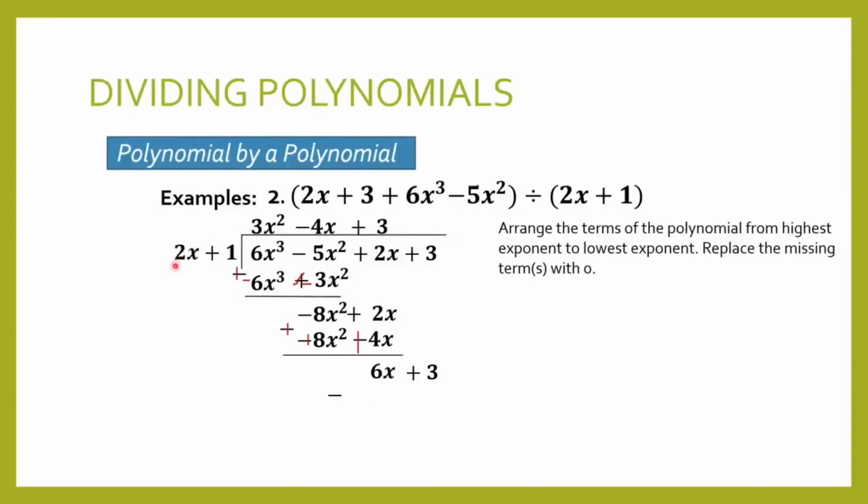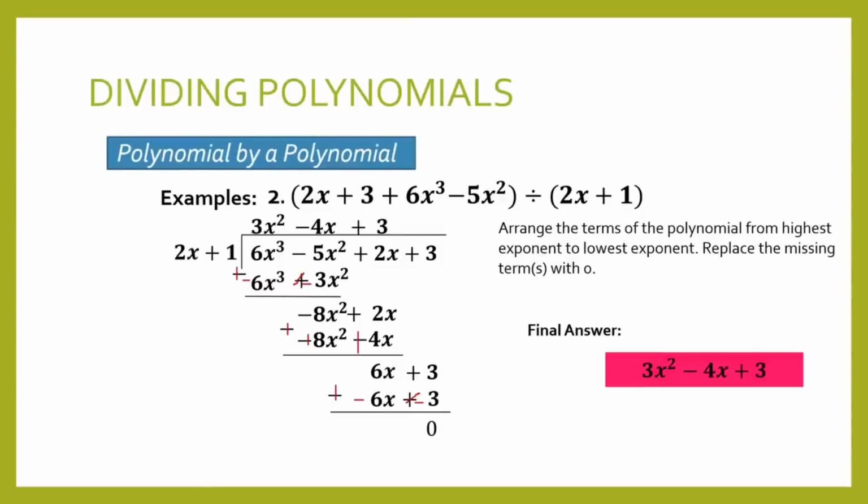Then 3 times 2x is equal to 6x. 3 times 1 is equal to 3. Then we subtract. So obviously the answer is 0. But let me show you the solution. So this will be addition, negative and negative. So that is equal to 0. So our final answer is 3x squared minus 4x plus 3.